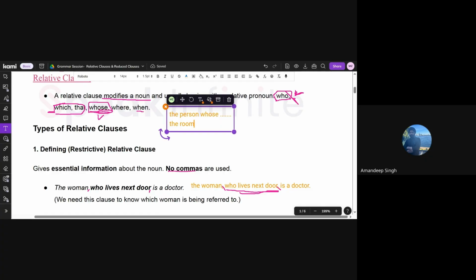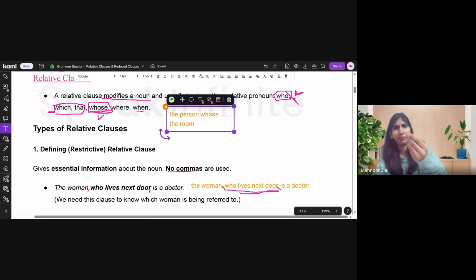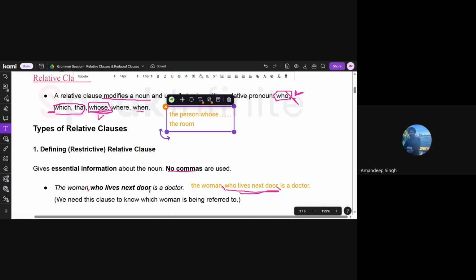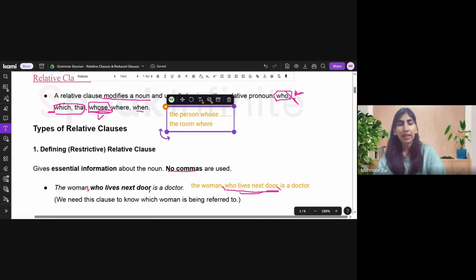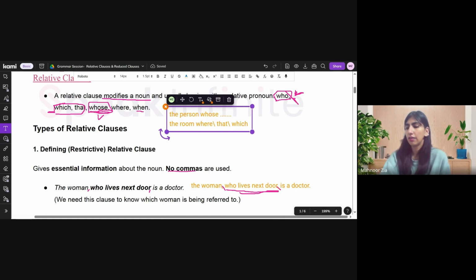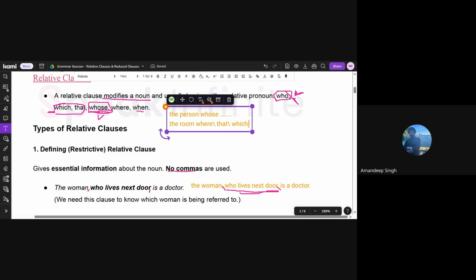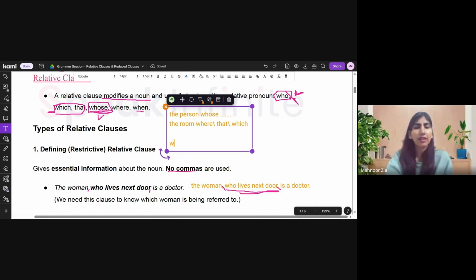With the room. Okay. Where? The room where the incident happened, the room where, the room that I am staying in, the room which was given to me. Any of these. Okay, so can you make a sentence with relative clause of where?